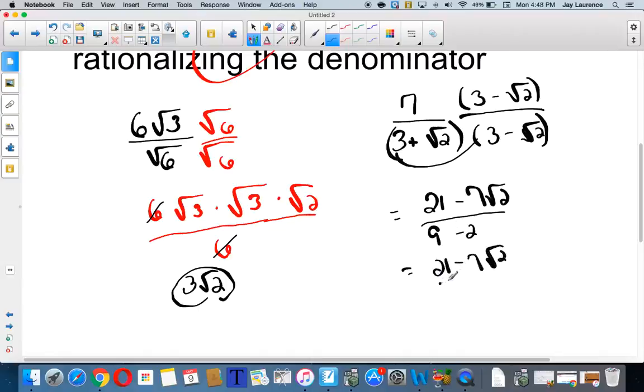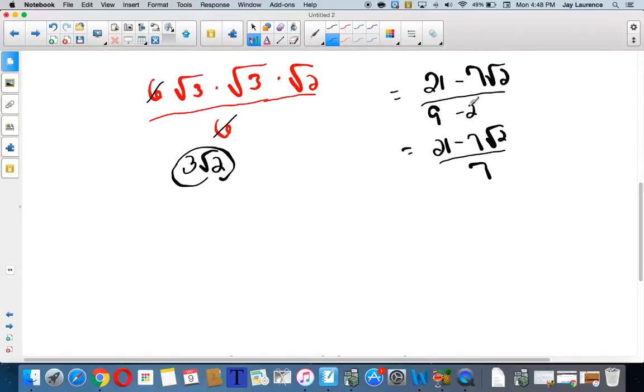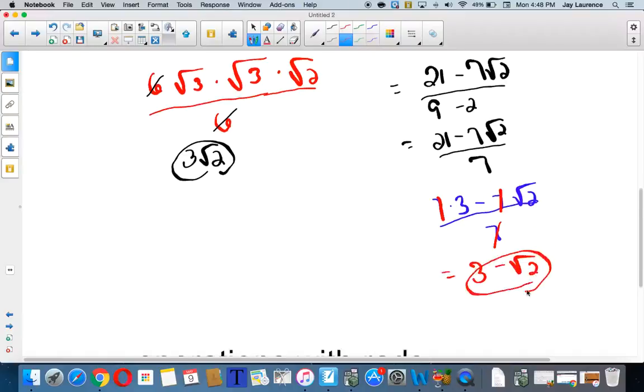That's over 7. Ooh, I can simplify even further. I like this problem. If you look in the numerator, there's a GCF hiding in there. There's a common factor. Don't they both have 7 as a factor? The 21 could be thought of as 7 times 3. And the rad term, the irrational number, is 7 times the square root of 2. So you see they all have a factor of 7 hiding in there. Therefore, I can cancel out all 3 7s. So the best answer, the simple answer, is 3 minus the square root of 2. And there you go.